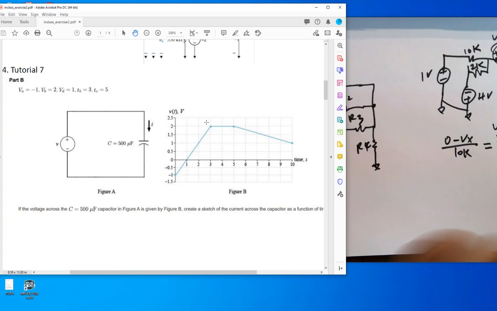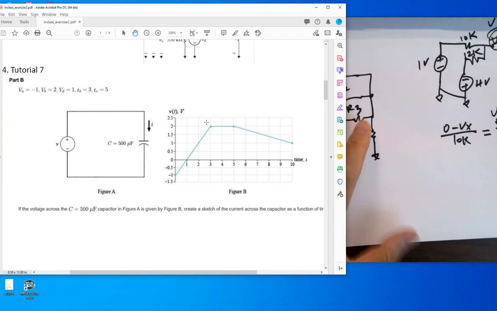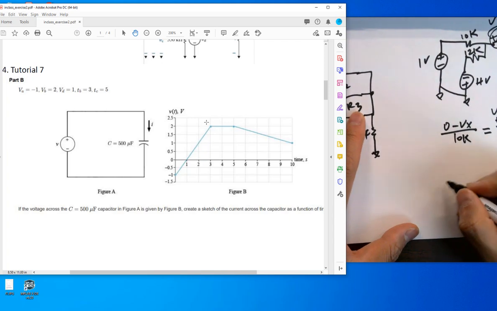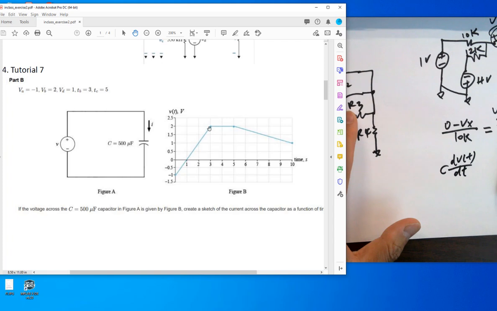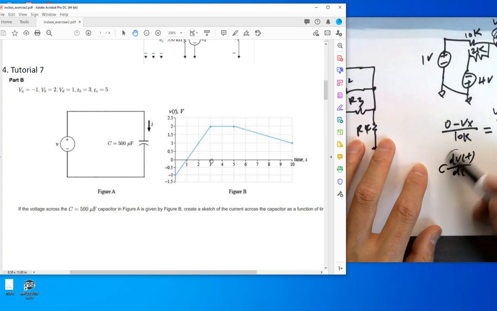What's the equation dominating this behavior here? C dv/dt, right? So these are linear curves. So dv/dt is a constant. If you look at this, 2 minus 1 is a 3 difference. Over here is a 3, and 3 as well. So it's basically 1, right? So the slope is 1. C dv/dt, you are getting a 1 here.